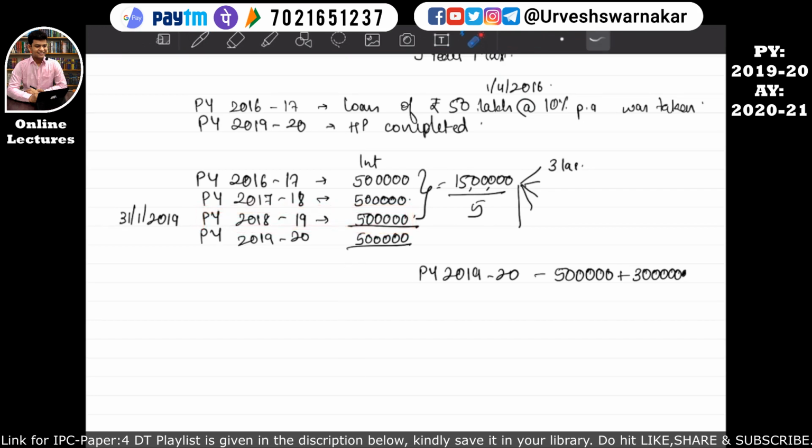So that means before this 18-19, before the date of completion or before the previous year in which the house property was completed, whatever interest has been charged on the loan will be clubbed together. That means the interest would have become 10 lakhs and it would have been divided by 5 lakhs and it would have been available for the upcoming next 5 previous years, that is the previous year 18-19, previous year 19-20 and further 3 more previous years. I hope this is quite clear.